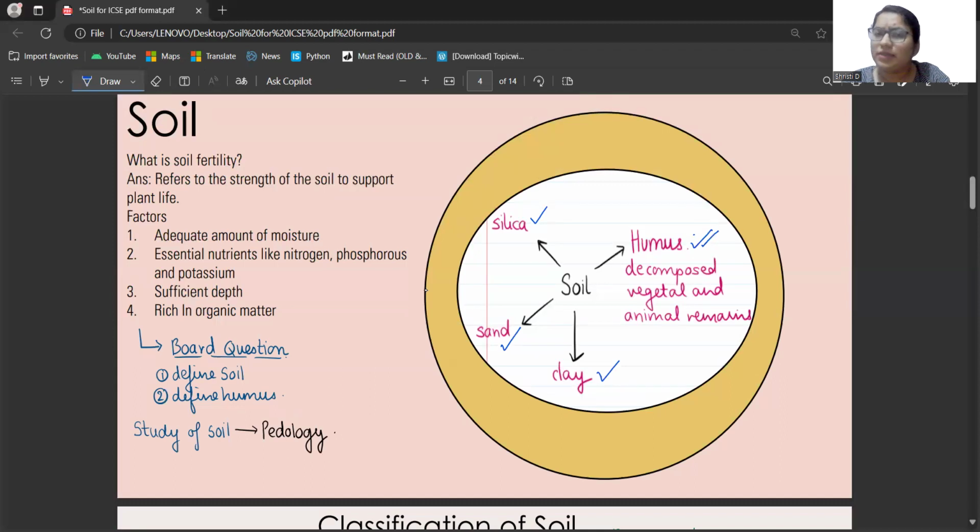Now, there is also something important to understand, that is fertility. What is fertility? Fertility means how good the soil is at supporting plant life. So the soil needs to be perfectly good. It needs to have the perfect amount of nutrients.